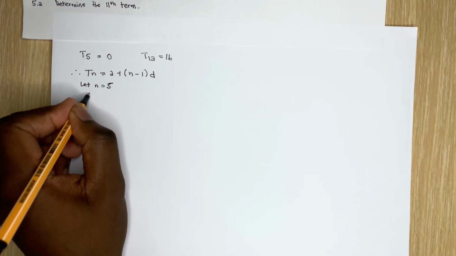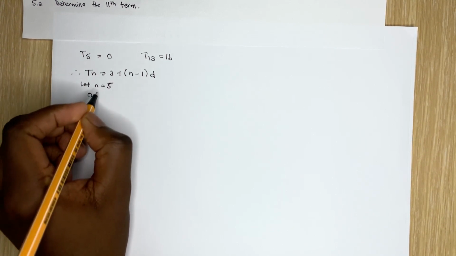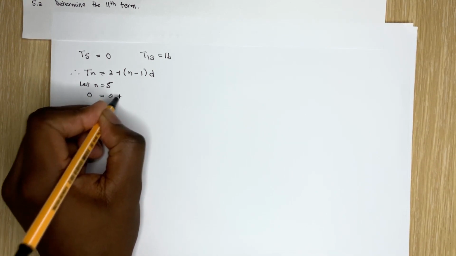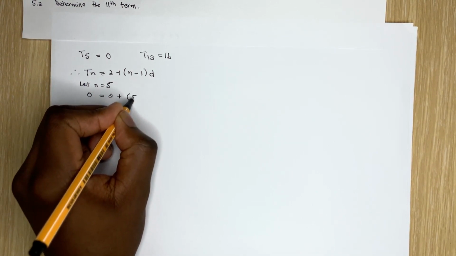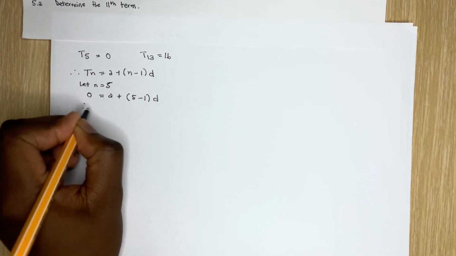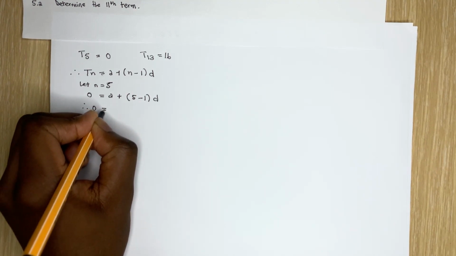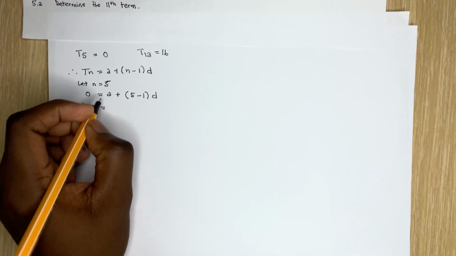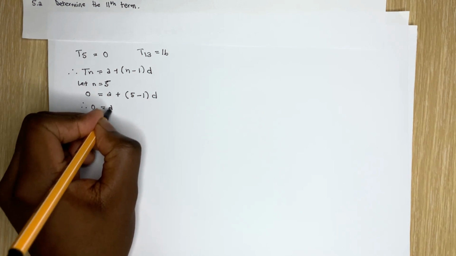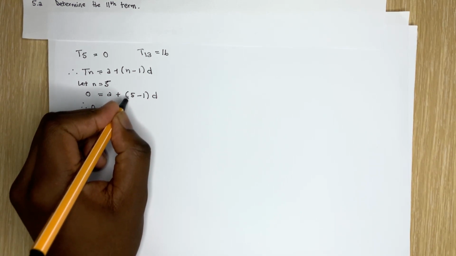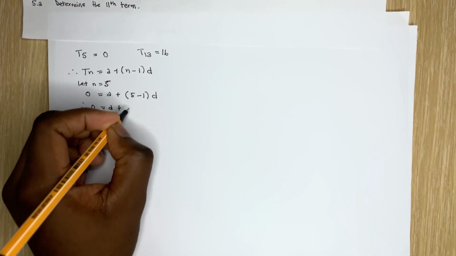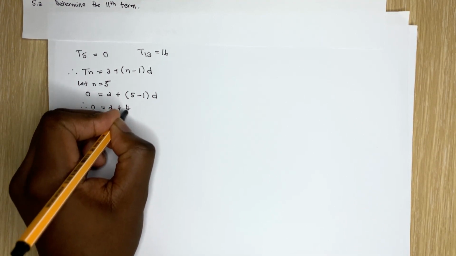So T5 equals 0, and we have a plus (n minus 1) d with n equals 5. Therefore, we end up with an equation like this, where we have a plus 5 minus 1, which is 4, so a plus 4d.